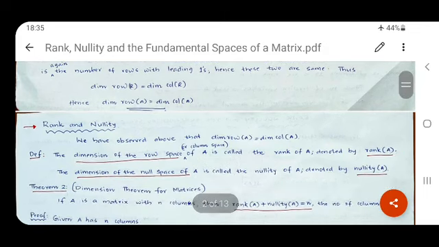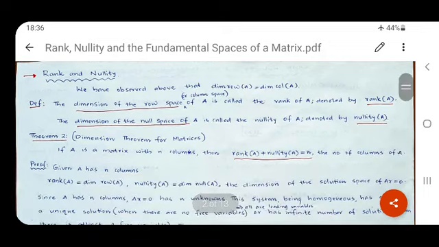Above we stated that the dimension of the row space of A equals the dimension of the column space of A. So these two are a common number. Therefore, this common number is defined as the rank of A. The dimension of the row space or the column space of A is called the rank of A, denoted by rank(A). And the dimension of the null space is called the nullity of A, denoted by nullity(A).